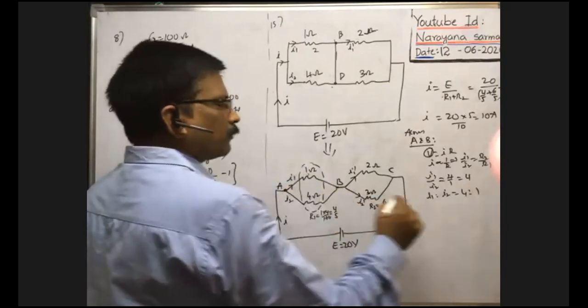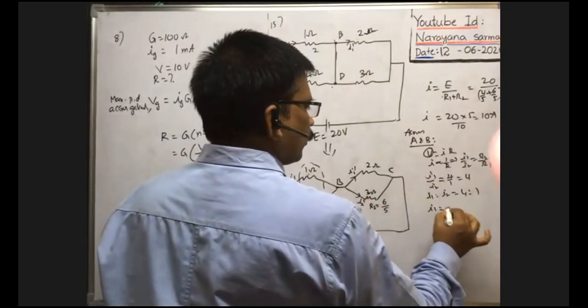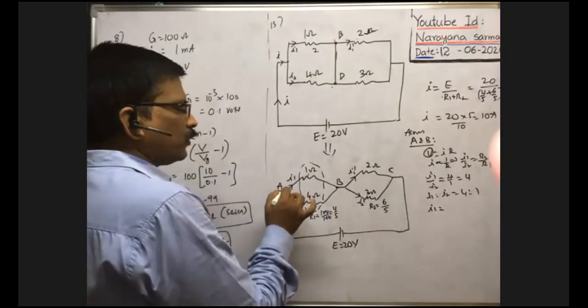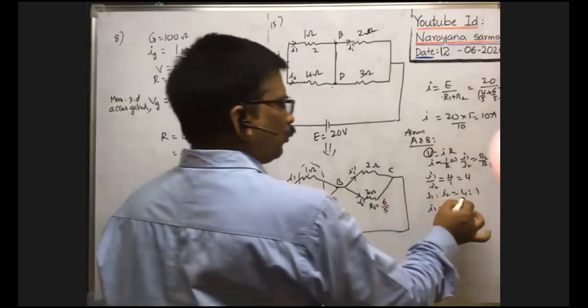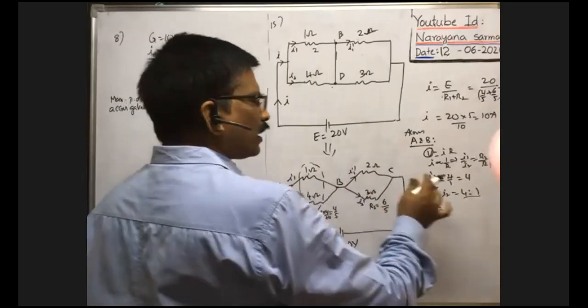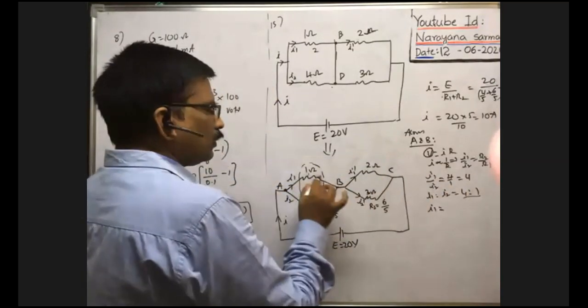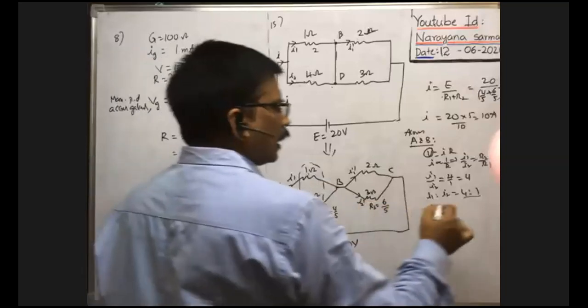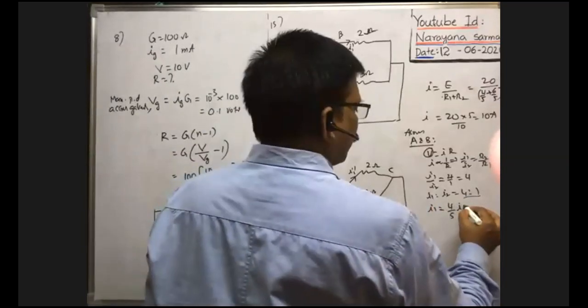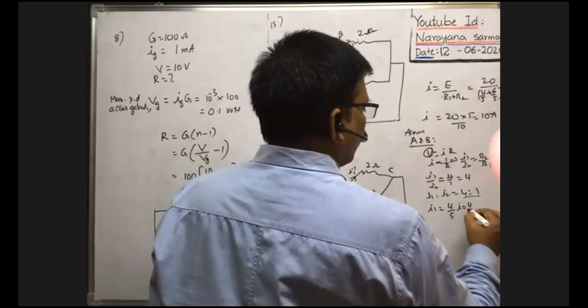What about I1? You see, actually the total current is divided into two parts I1 and I2 which are in the ratio 4 is to 1. So I1 is 4 parts of the total current passing through this resistance R1. That's why I1 is 4 by total parts, 4 plus 1, which is 5, into total current I. 4 by 5 into I, and we already got 10, so this is equal to 8 ampere.